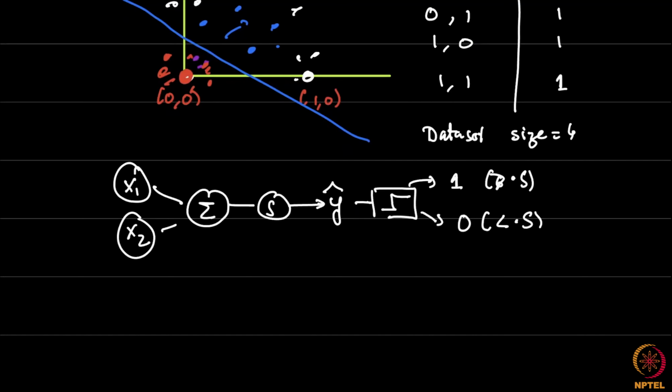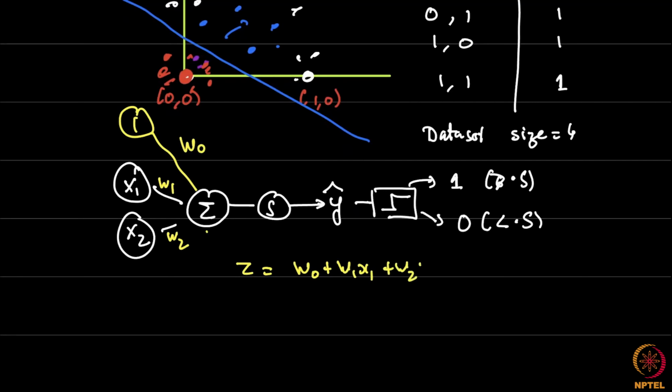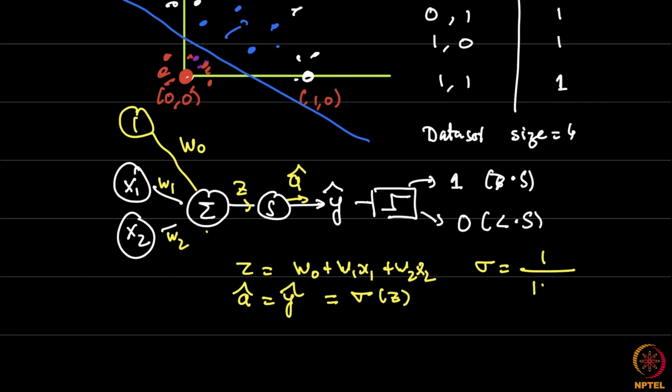And the model here was, of course, W0, W1, W2. Then it's a summation. Z is W0 plus W1 X1 plus W2 X2. And that's the output here. And A hat is Y hat. That's the output here is what we call A hat. And that's, of course, sigmoid of Z. Recollect that sigmoid is 1 by 1 plus e power minus Z.